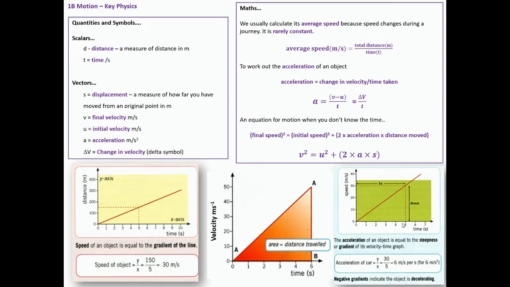The third graph that we need to know is a speed time graph where we work out the gradient. It looks very similar to distance time, but notice this is speed. If I do my change in speed divided by the time taken for the change, I get my acceleration. That's the steepness of the slope or the graph. We should also know that negative gradients indicate the object is decelerating. So that's the key stuff for motion, 1B.